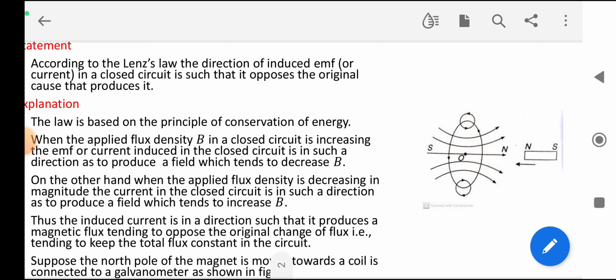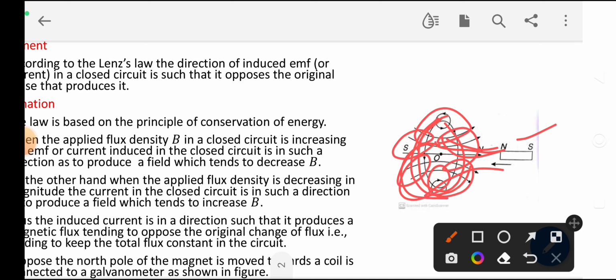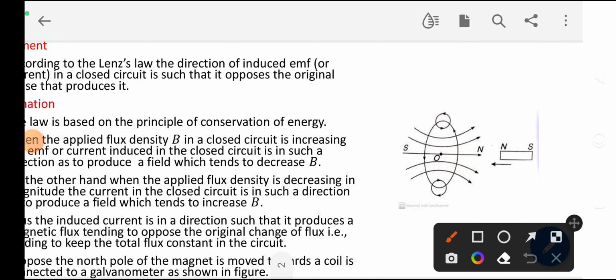Okay friends, see the diagram, it is appearing very clearly. It is a bar magnet and a closed circuit. When the bar magnet is linked with the circuit, linked with the lines of force, then around this coil a magnetic field will be produced. This circle also acts as a magnet, having a north and south pole, and the north poles repel each other. Let me explain how they repel each other.